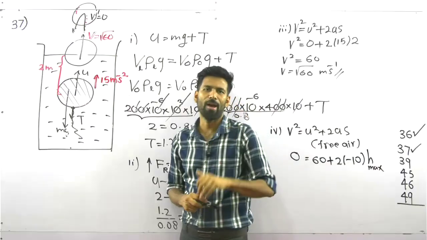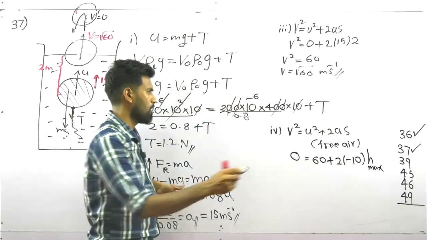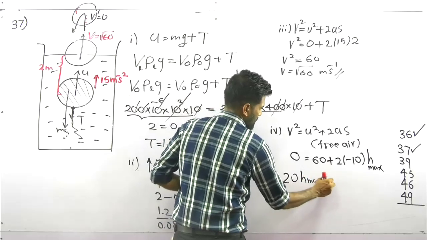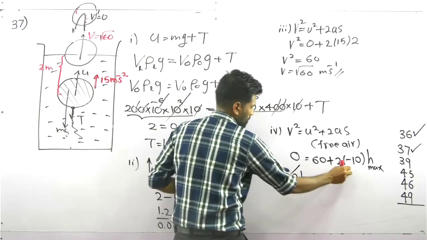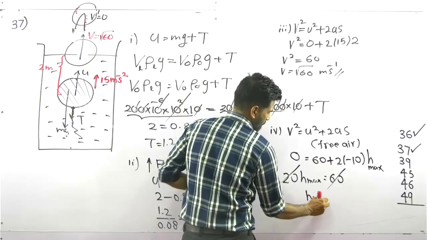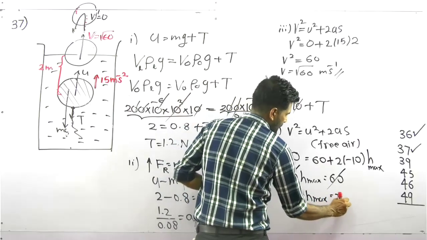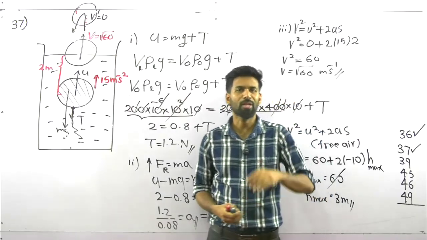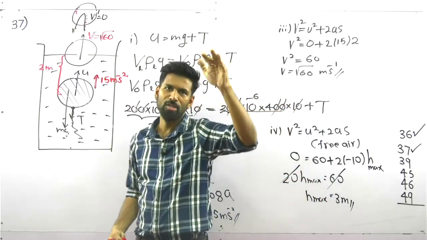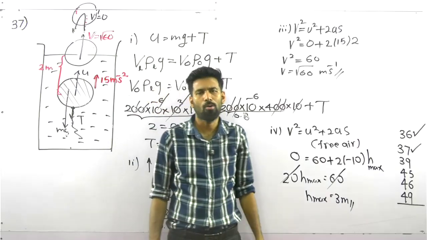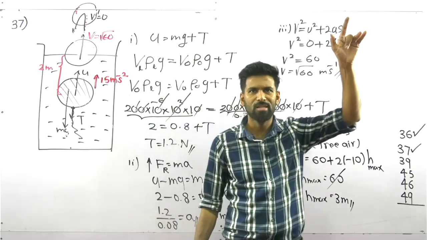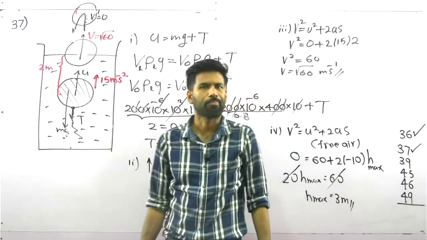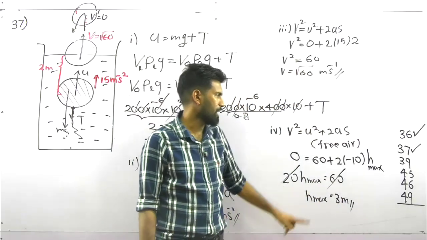Why? Now we are in the free air. So 20 h max is equal to 60, where h max is equal to 3 meters. So the object will move another 3 meters in the free air just before dropping down. After 3 meters, it will drop down to the water surface again.